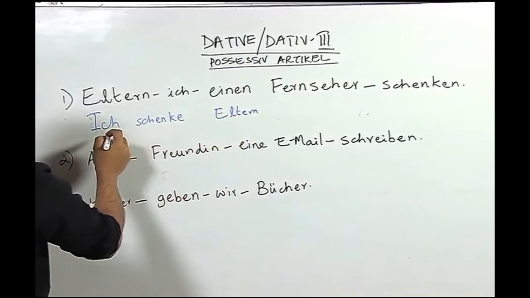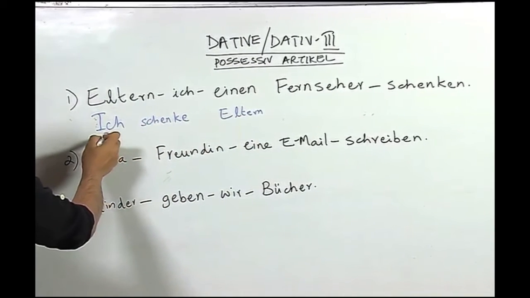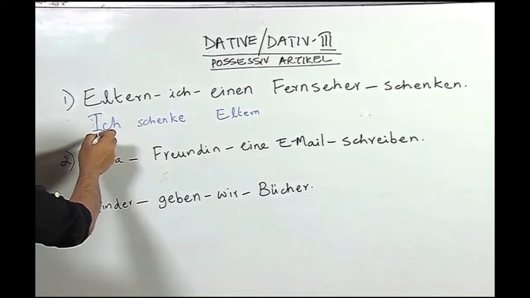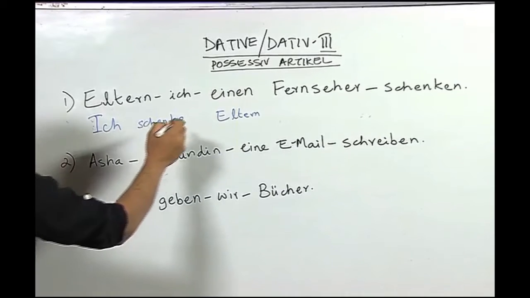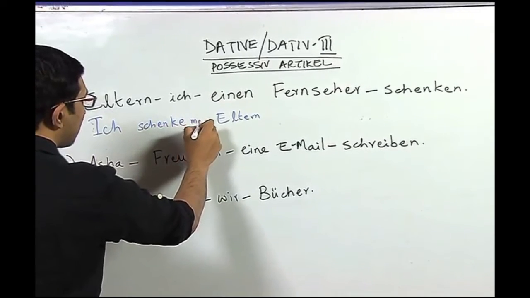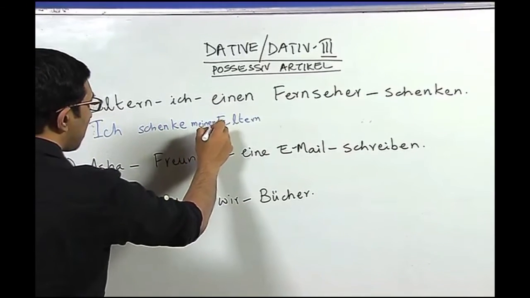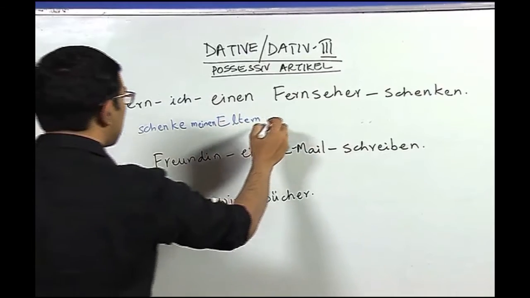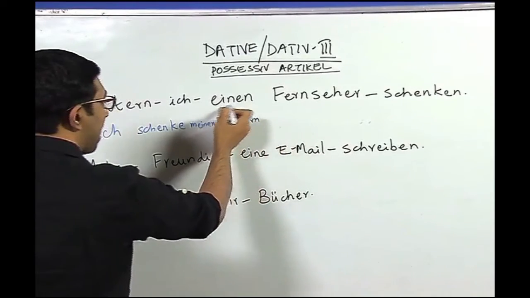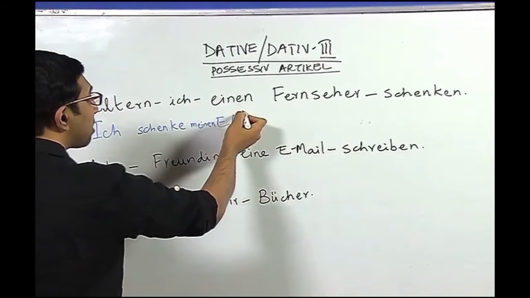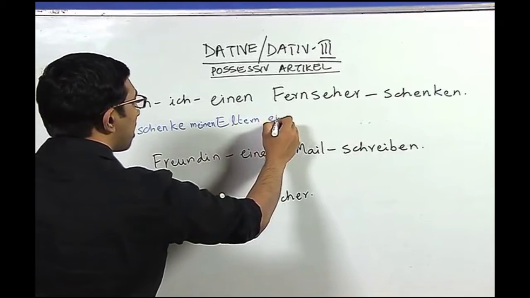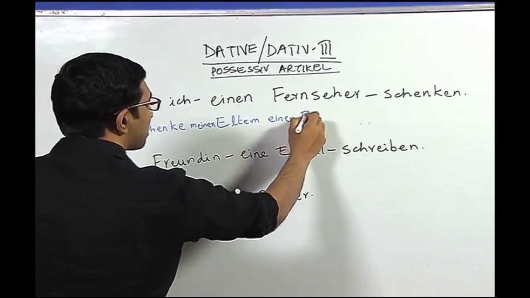Now, the possessive article here can be deduced from the pronoun. So, the possessive form of ich is mein and the dative in plural is meinen Eltern, and here we have einen, which is already a signal for accusative. So, we write einen Fernseher.